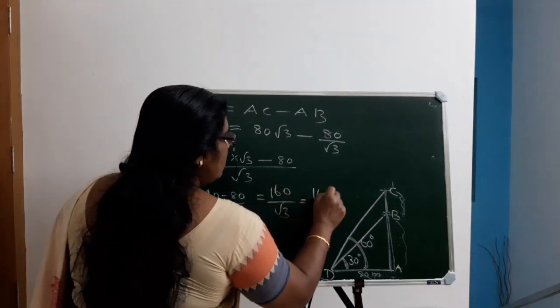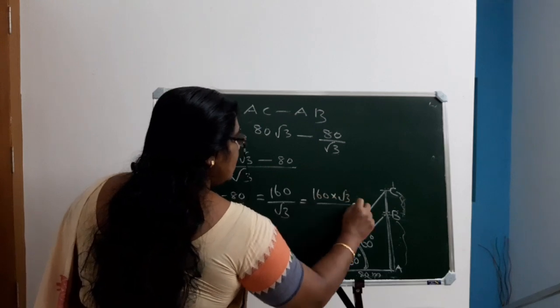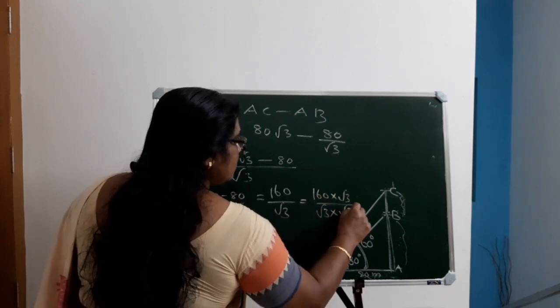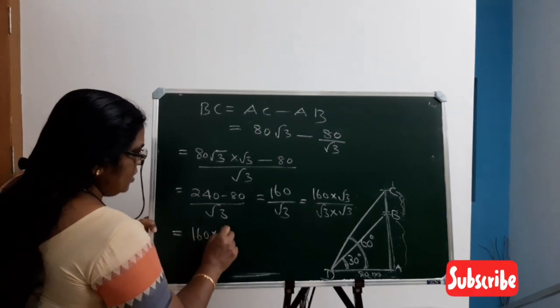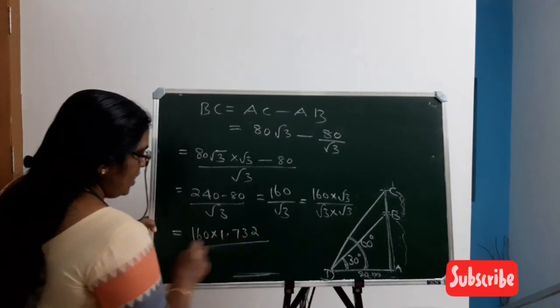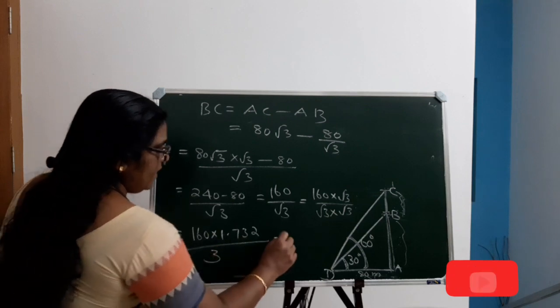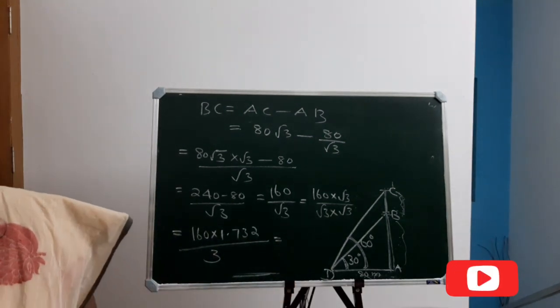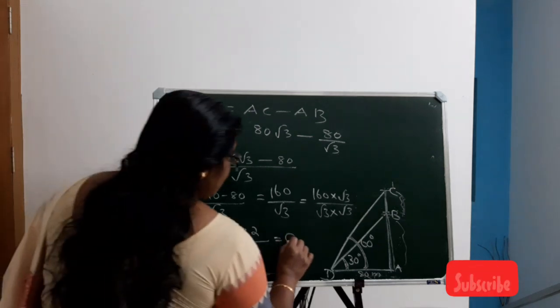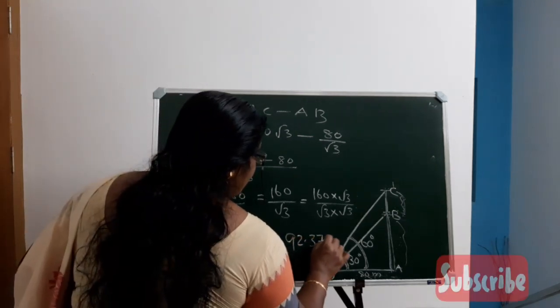It is equal to 160 into root 3 by 3, rationalizing the denominator. This is 160 into 1.732 divided by 3. And the final answer is 92.37 meters.